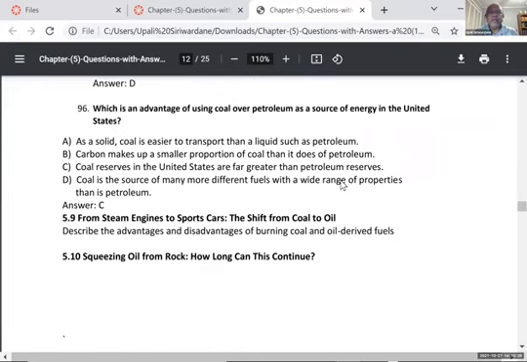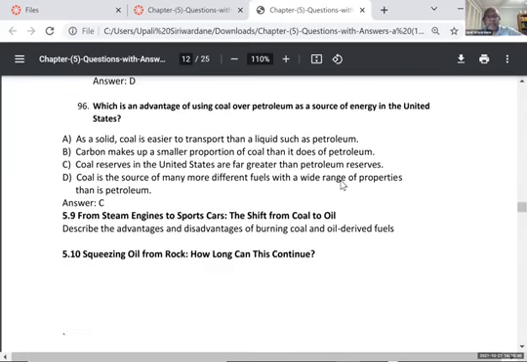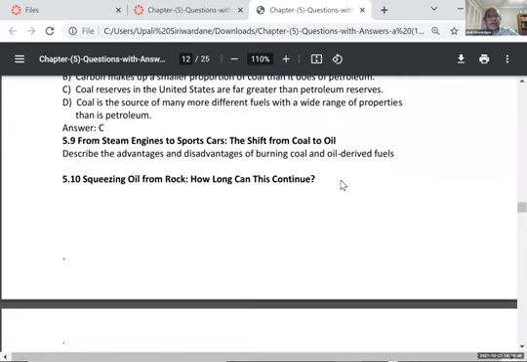What is an advantage of using coal or petroleum as a source of energy in the United States? Coal reserves in the United States are far greater than the petroleum reserves. That is the only advantage. But having it forces us to burn it and create more greenhouse gases.